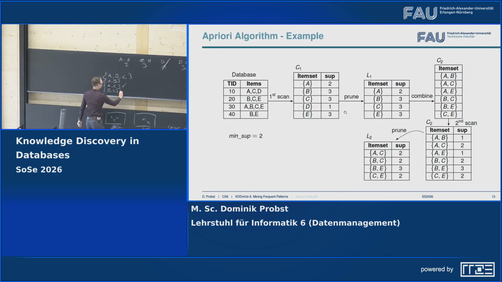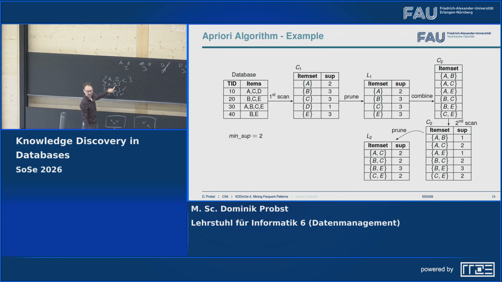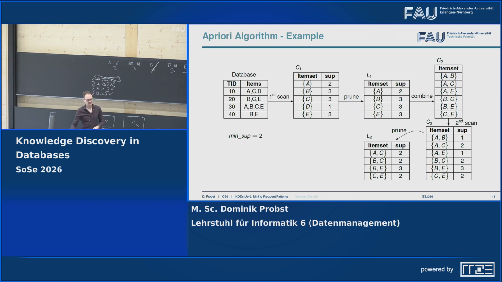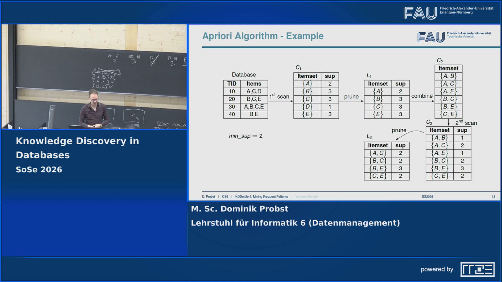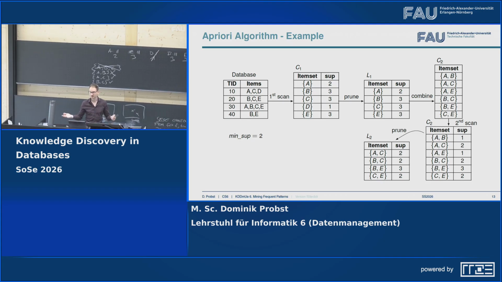B and C is frequent, but A and B is not frequent. So it's not a validated candidate, because this is not frequent, this can't be a candidate. The only candidate we can generate, if we go around that in this principle, is ACE.